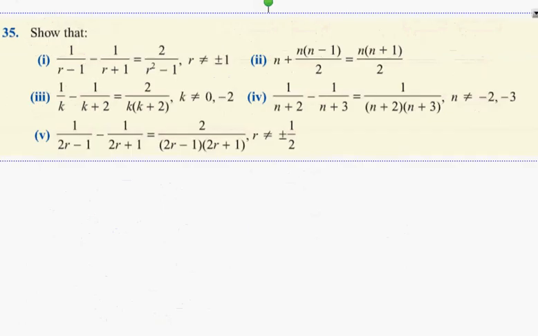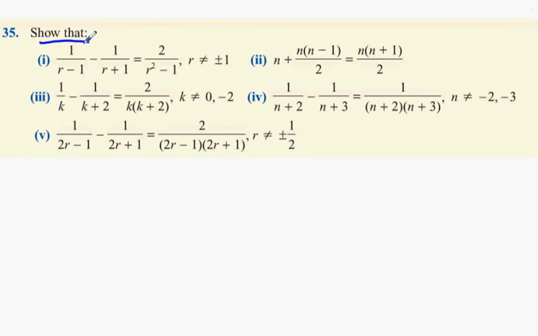Now, likes of question 35, a 'show that' question, okay? What does a 'show that' question usually mean? It means that the left hand side will have to equal the right hand side.